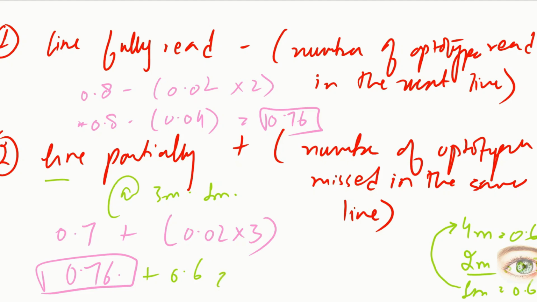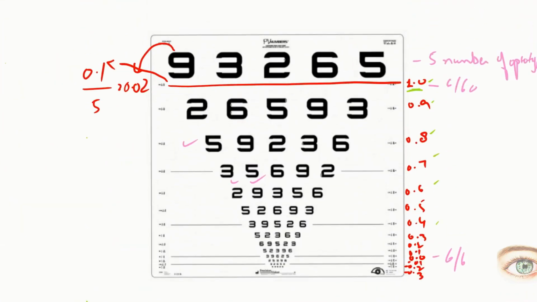Yeah, so you're actually going to get 1.36, right? So this is going to be your LogMAR value. So this is how you're going to actually record visual acuity with the help of LogMAR.